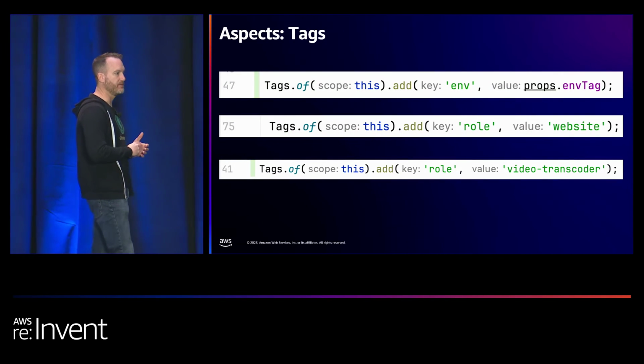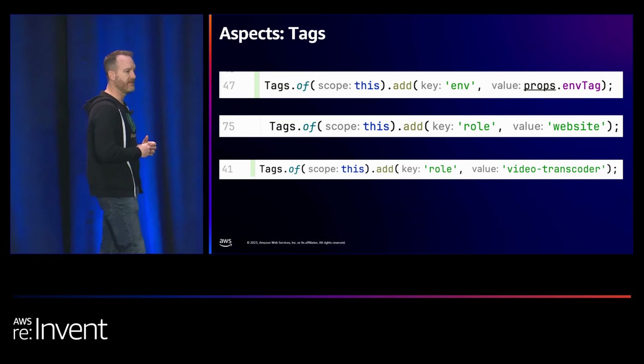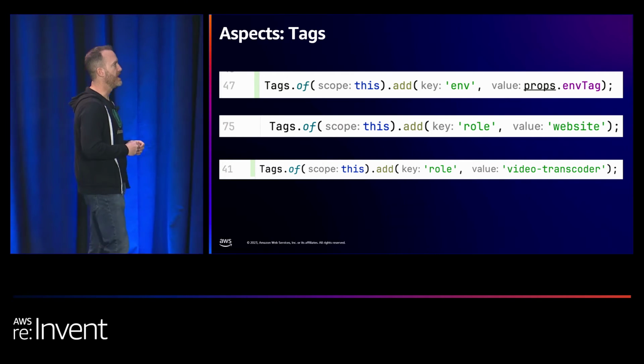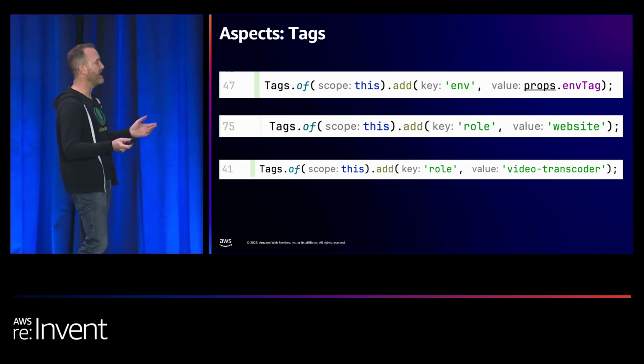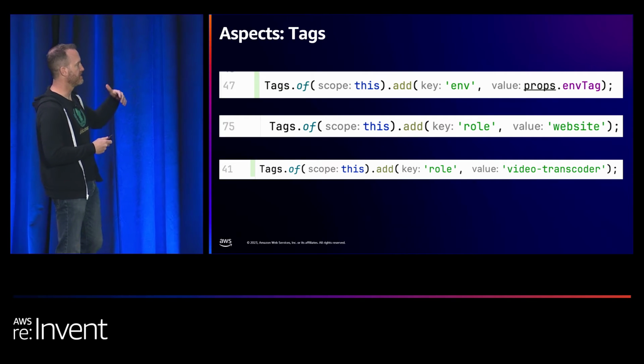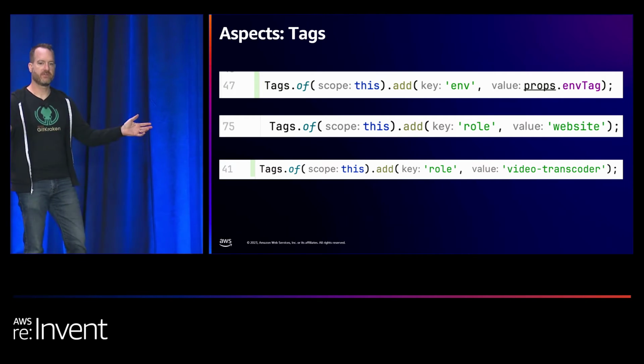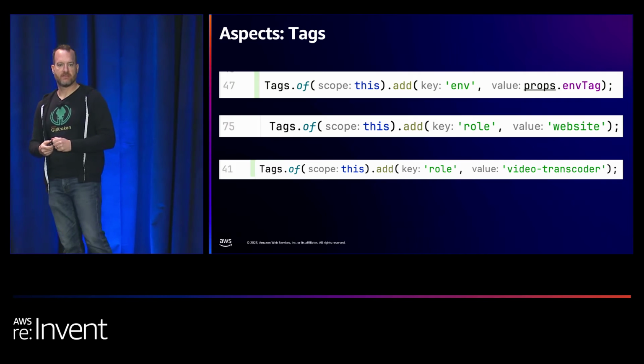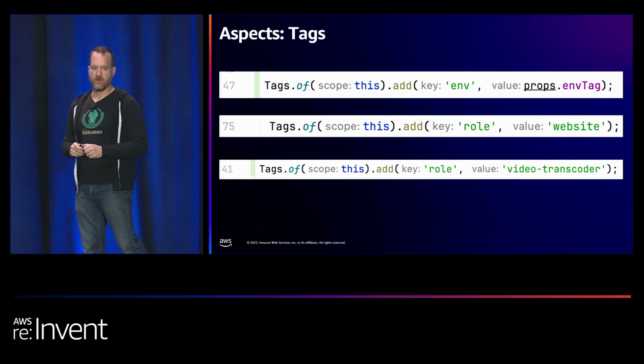Tags, you can apply on a per resource level, but if you do it by aspects, it's a whole lot easier. I could apply an aspect to my entire stack or even to an entire stage that says, here's the environment that I run in, and every single resource automatically gets that tag. I can do it at any level I want, any scope that I want.